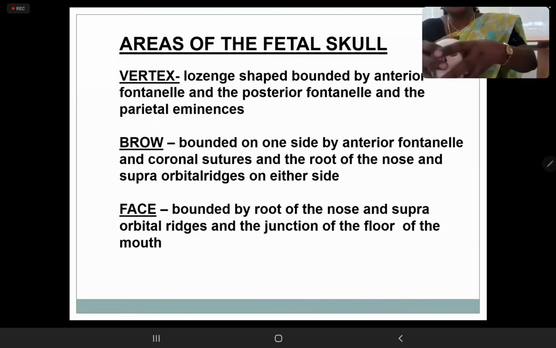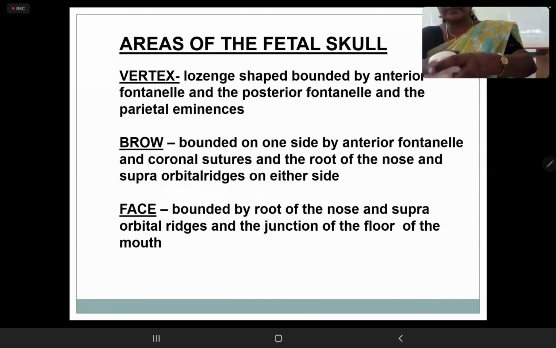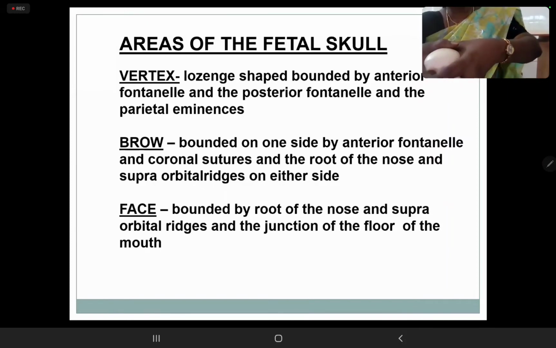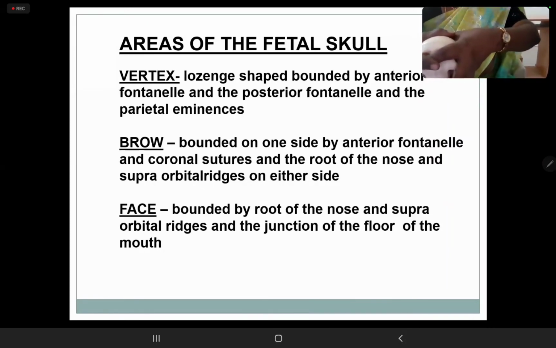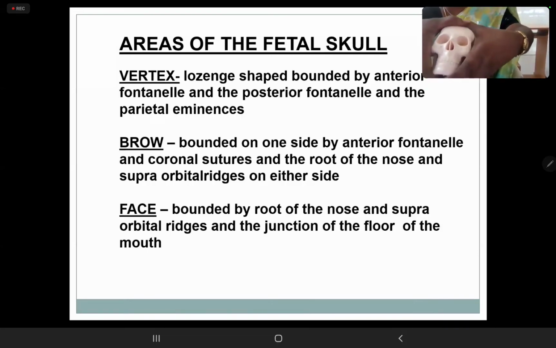Then brow, you will show like this. This is brow presentation. The chin should not be seen in brow presentation. When face presentation, you will show like this. This is how you will show face presentation. If the chin is seen, it is face. If the chin is not seen, it will be brow presentation.